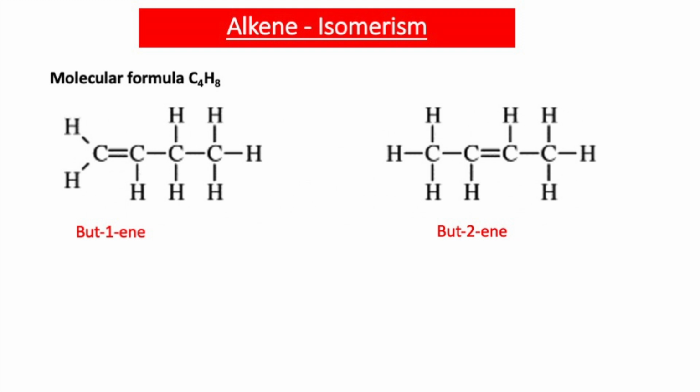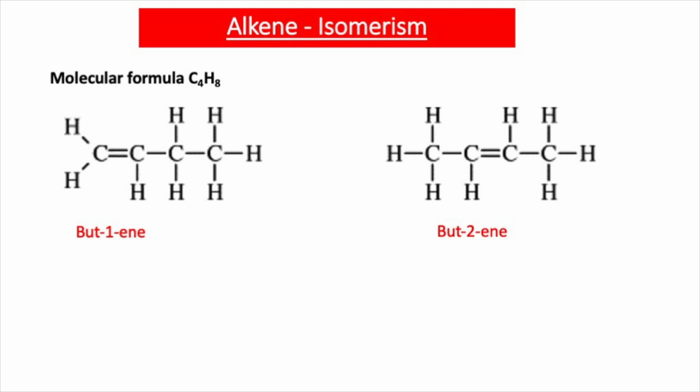Now these are also classed as positional isomers because the functional group here, the part of a molecule that determines its chemical reactions or properties, is the carbon-carbon double bond. Now in butene, the carbon-carbon double bond is between the first two carbons, carbon 1 and 2.